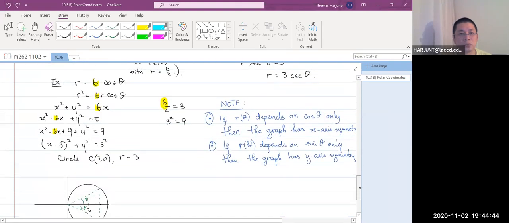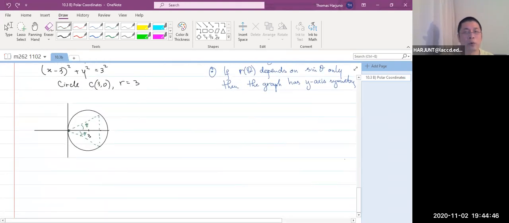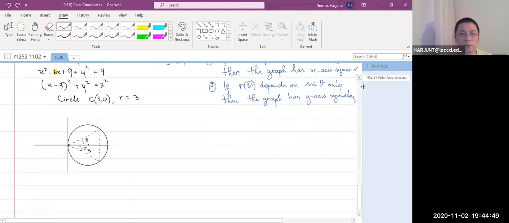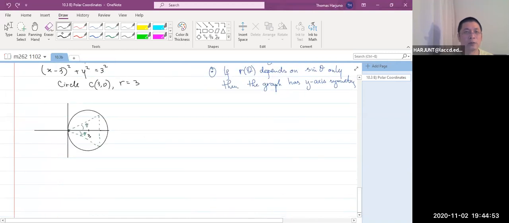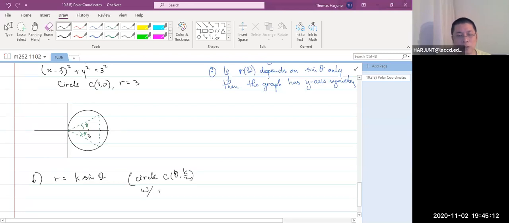Okay. Going back to this important graph. Therefore, you will see r equals k sine theta will give us a circle centered at (0, k/2) with radius k/2. So it will pass through the origin also.